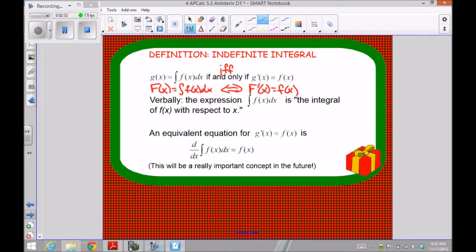Okay, verbally, the expression integral of f of x dx is the integral with respect to x. Pretty easy stuff. An equivalent equation for g prime of x equals f of x is the derivative of the integral of f of x dx equals f of x. This equation right here is going to be really important in the future, so be sure that you get it down and think about what we're saying. We're saying if we integrate this and we get capital F of x, and then we take the derivative of that capital F of x, we should end up back with our little f there. Okay, so that's what we're looking at.